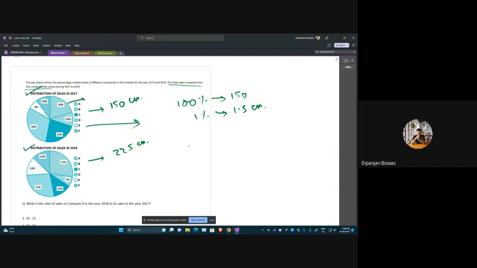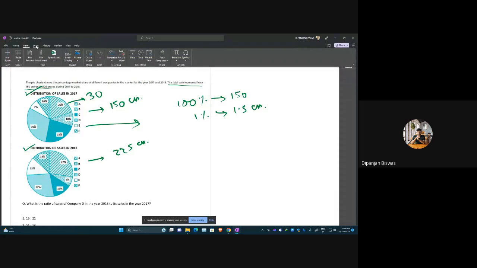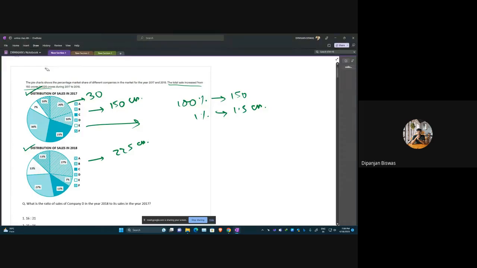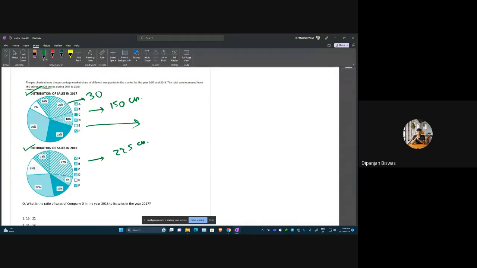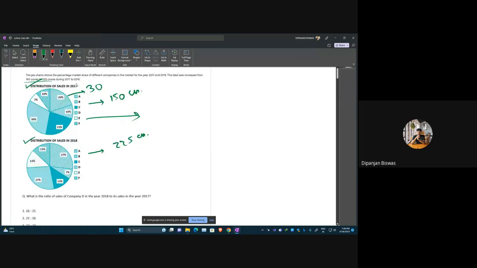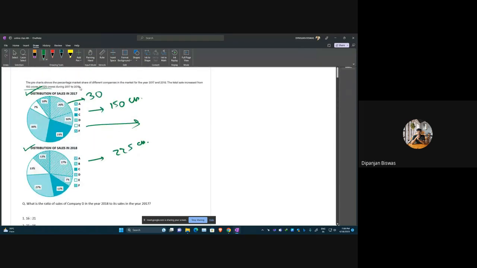So if 1% is 1.5 crore, 20% is how much? 30 crore. But you don't need to do this. In case the question has been asked as a ratio, you don't have to do anything. Just take data directly and plot into the answer. Suppose what is asked here: what is the ratio of sales of company D in the year 2018 to its sale in the year 2017?